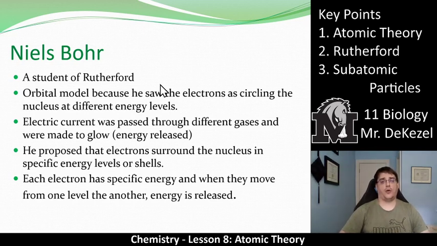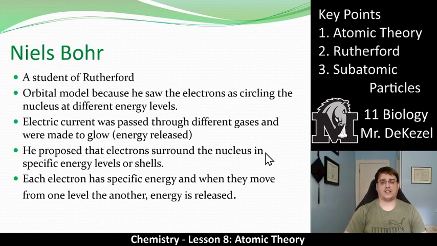He calls his the orbital model because he saw the electrons as circling the nucleus at different energy levels. So essentially there are rings around the nucleus, one here, one here, one here as you go out, and they're all at different energy levels. What he did was he passed electric current through different gases, and they were made to glow, which means energy was released. He proposed that these electrons surrounded the nucleus in specific energies or shells and bounced back and forth between each of these. And when they jumped down from a top one, they released energy, which was seen as light.